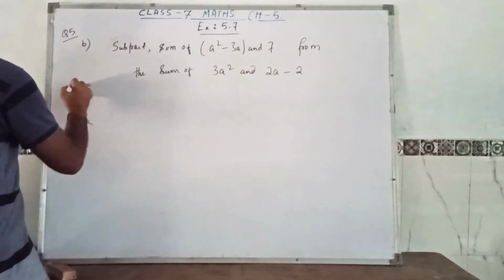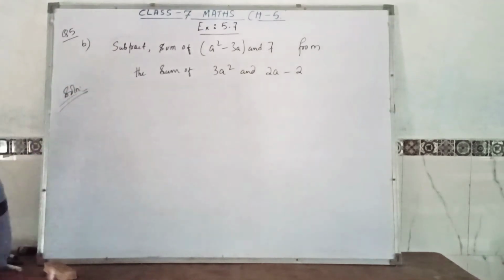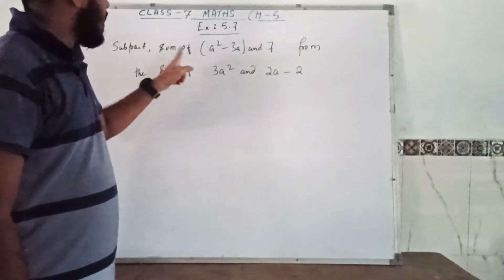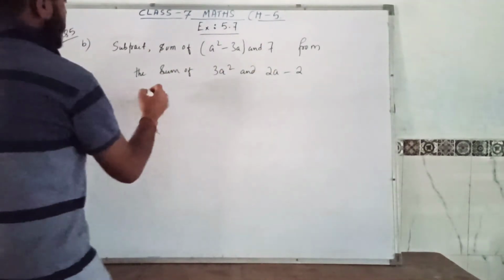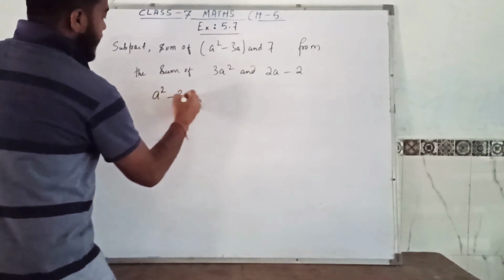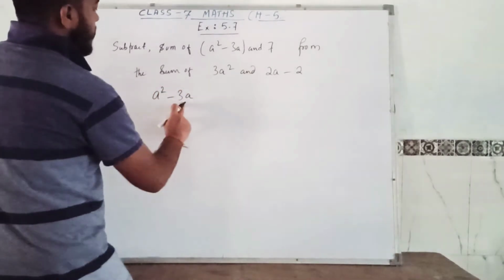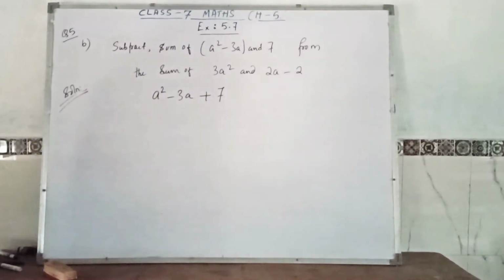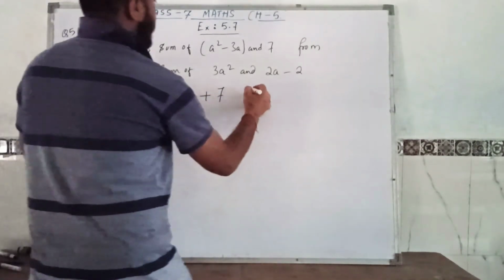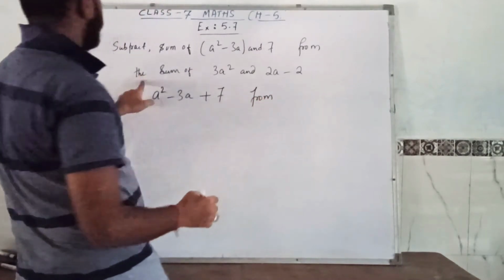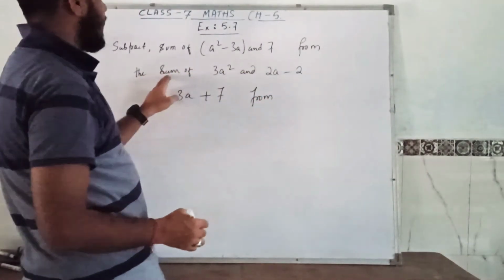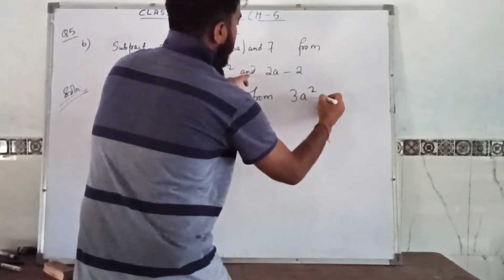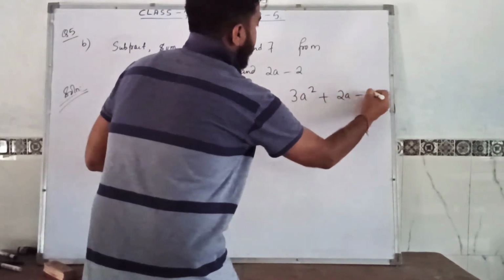This is a bit of a twist. Try to understand the equation. Subtract will come later. First they are saying sum of this and this. So what is the sum of this and this? Sum means what? Addition, right? So a square minus 3a addition 7. Done. From the sum of this and this. Sum means addition. So you add these two: 3a square plus 2a minus 2.